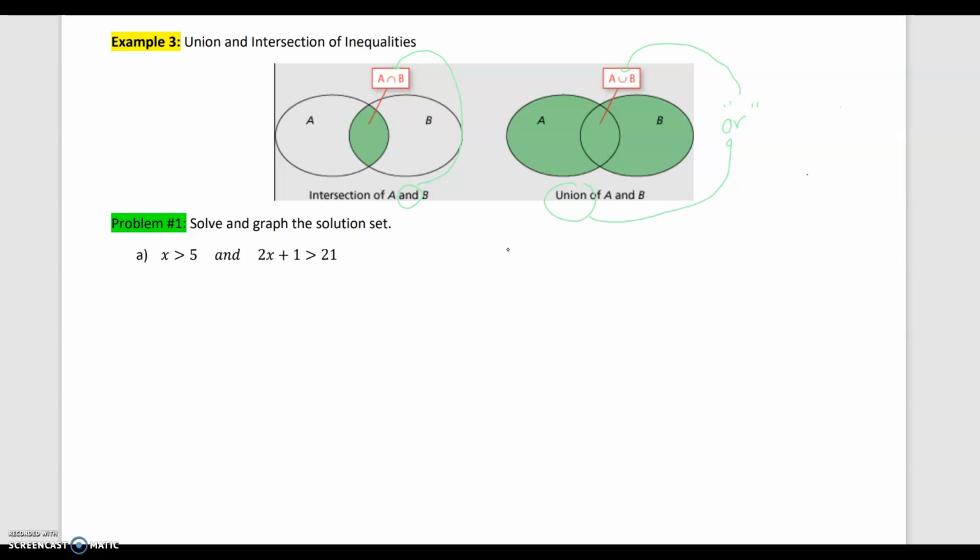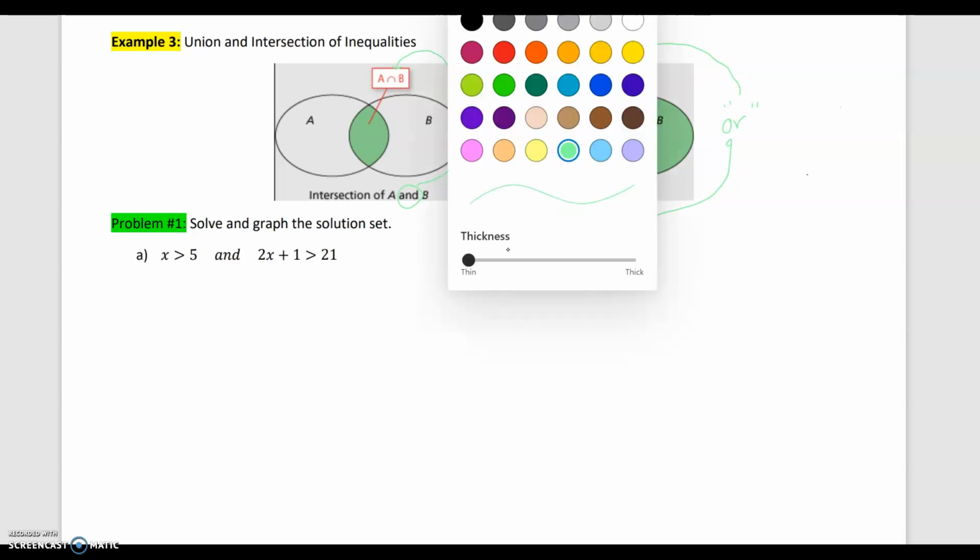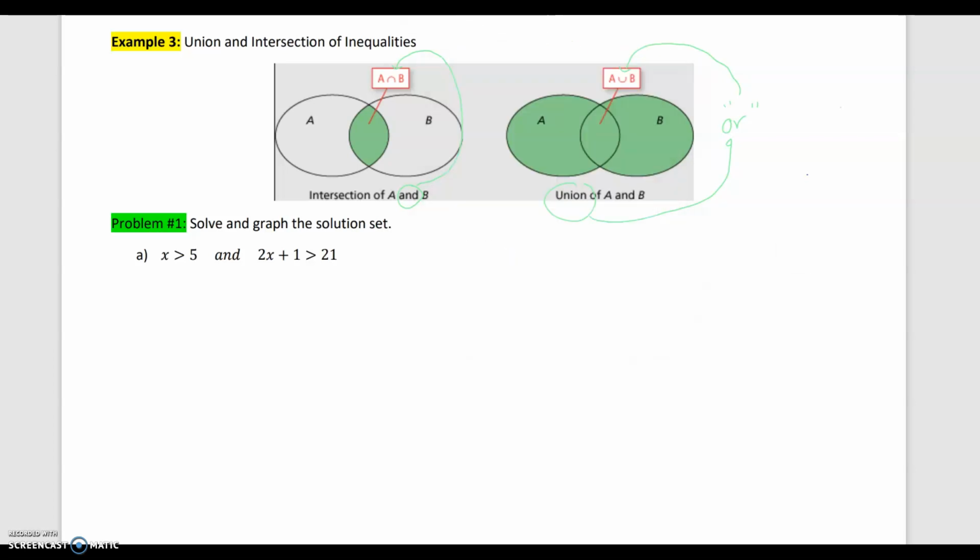Okay, so let's take a look at problem 1. And here's the main process. You're going to solve both of the inequalities and then check for the and or the ors. In this situation, this is an and, so it represents the intersection, which looks like a sad face here. We're going to solve both of these inequalities. Notice that the first one is solved already, x greater than 5. And they want us to find the intersection with 2x plus 1 is greater than 21.